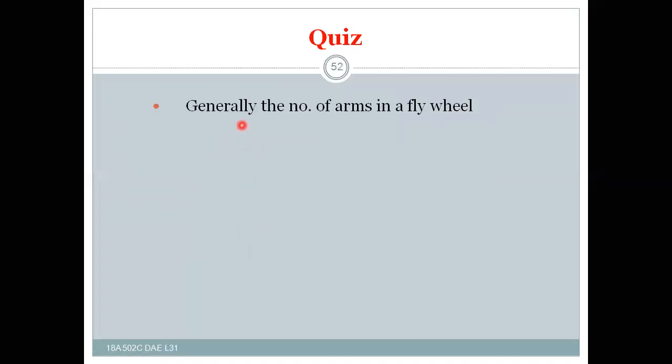Next quiz. Generally the number of arms in a flywheel: 3, 5, 6 and 7. Generally, let us see the answer. So 6 is the right answer, C.